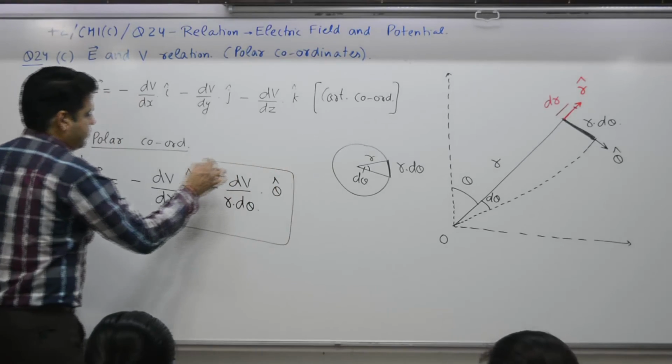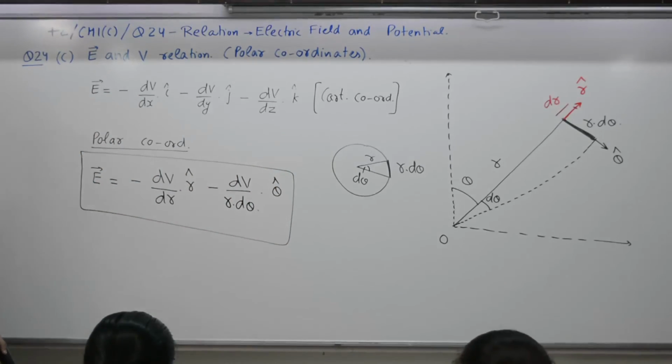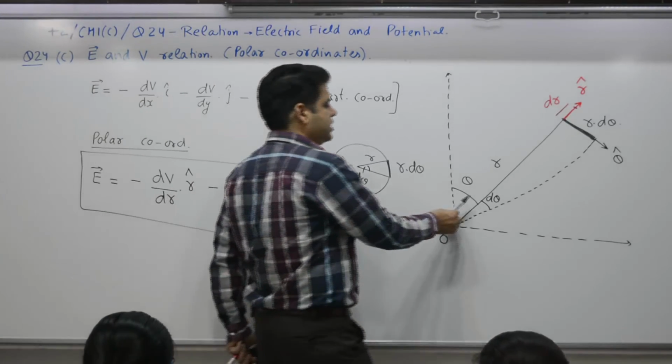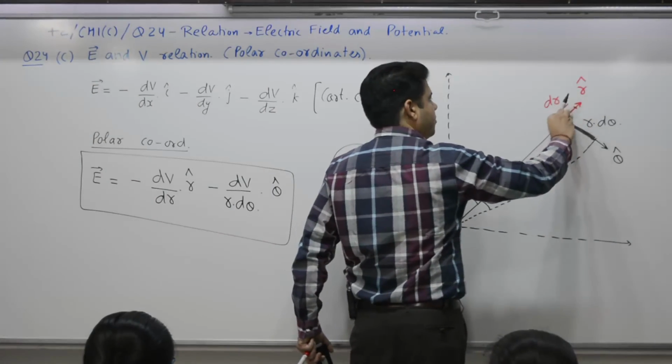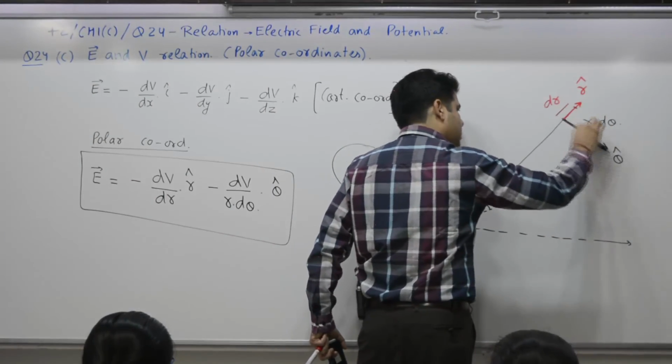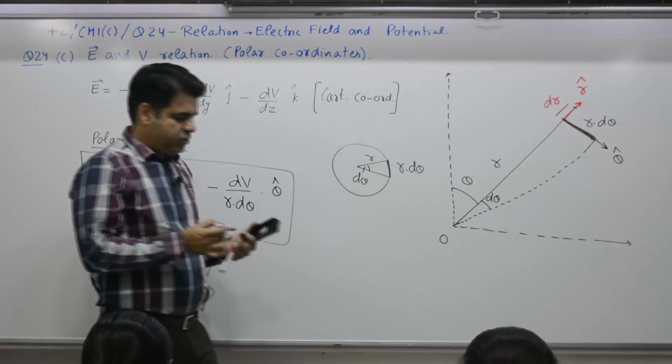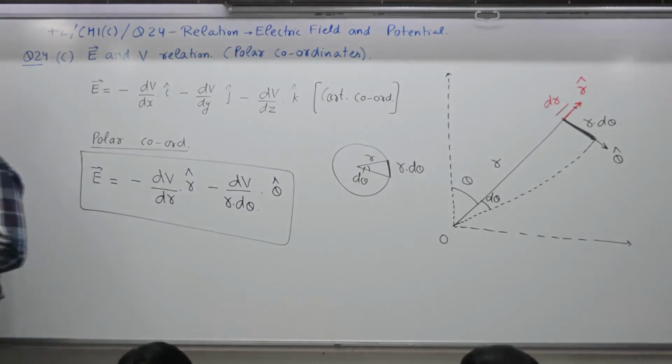This is the arrangement for polar coordinates. So you have two directions. One is radial, and perpendicular to radial, this direction is known as angular. One minute to write.